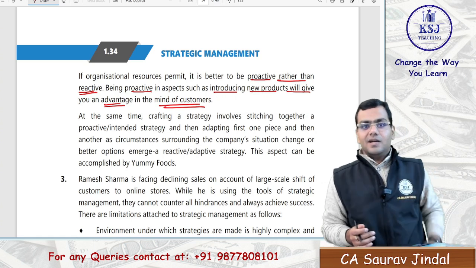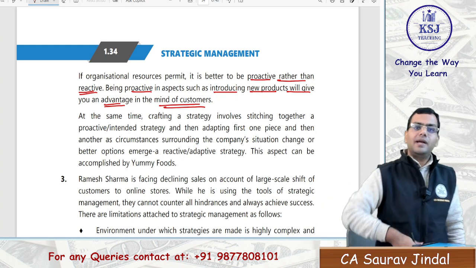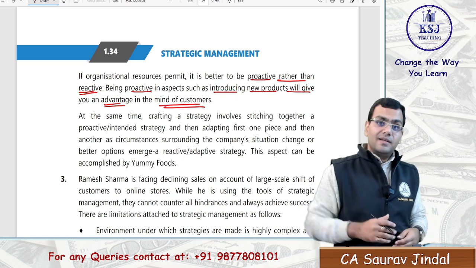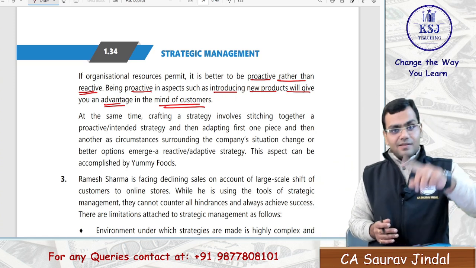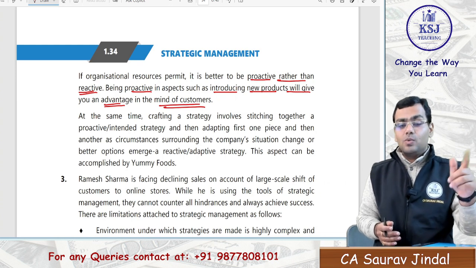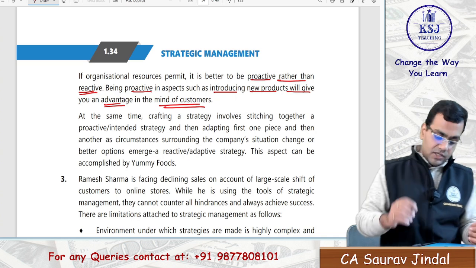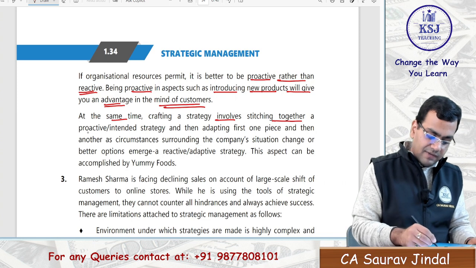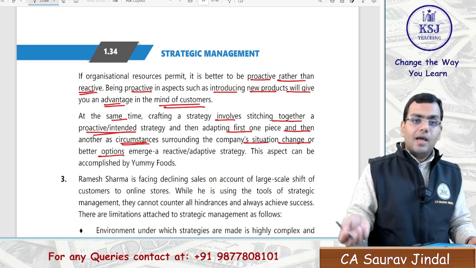He will take the advantage. Although other people might copy it later on, they will have a reactive strategy to that particular strategy. They will copy those recipes and everything. But the person who introduced this first, who has taken a proactive action, is going to have an advantage. At the same time, crafting a strategy involves stitching together a proactive intended strategy and then adopting one piece and then another as circumstances surrounding the company change or better options emerge.